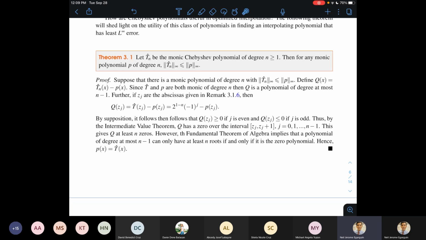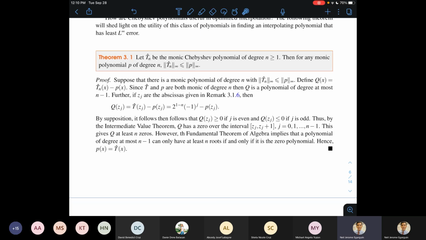Pero bakit? Ano ba yung example ng monic polynomial na gusto nating i-consider, so that Theorem 3.1 will make sense for us or will have a significance for us? Anyone? Bakit kaya gusto ko yung Theorem 3.1 ay pag-aralan? Ano yung implication ng Theorem 3.1 sa polynomial interpolation or to our goal which we set up earlier? Sabi natin, ang goal natin mapababa yung error with respect to the L infinity norm. Pero how will Theorem 3.1 help us attain that?